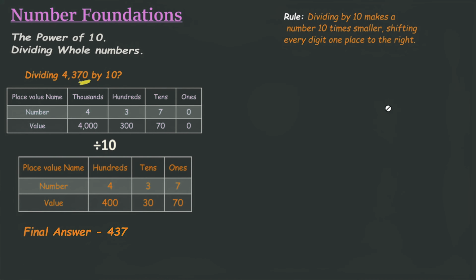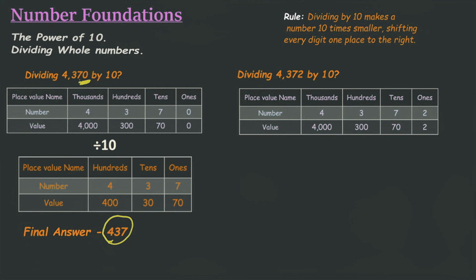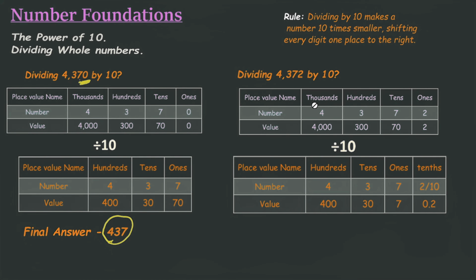When a whole number ends in a 0, dividing by 10 is as simple as shifting that 0 out of the picture, leaving just 437. But what if there isn't a 0? Let's look at 4,372. We have 4 thousands, 3 hundreds, 7 tens, and 2 ones. The 4, 3, and 7 move into their new homes, from thousands to hundreds for 4, hundreds to tens for 3, and tens to ones for 7. But look at that 2. It has shifted past the ones place into a brand new territory, the tenths.